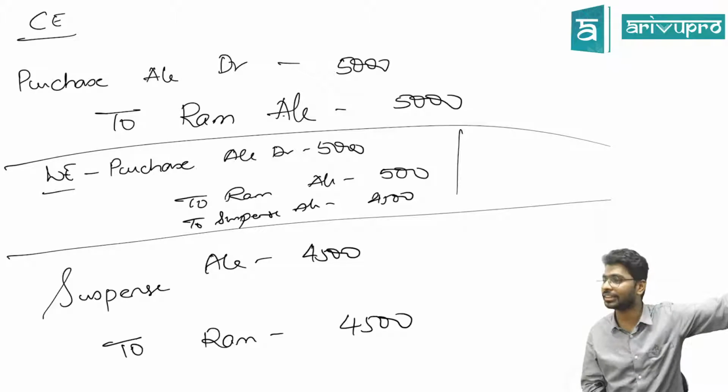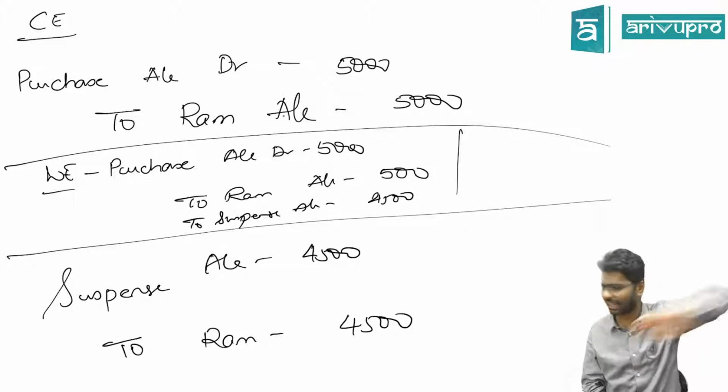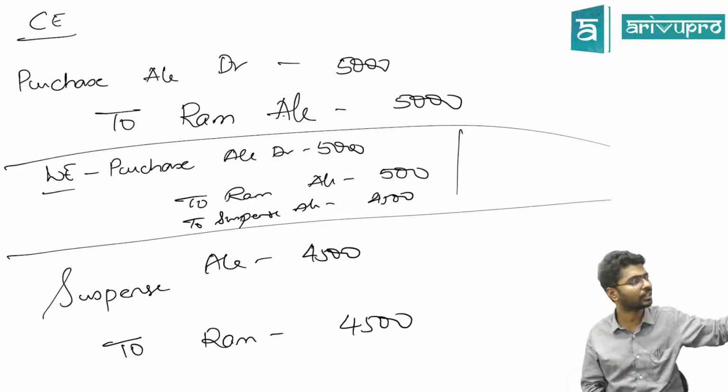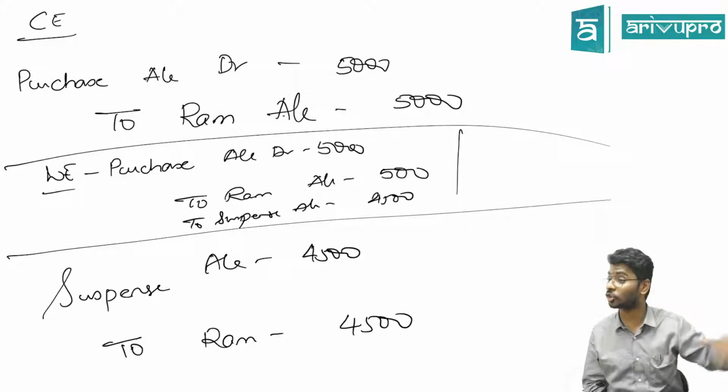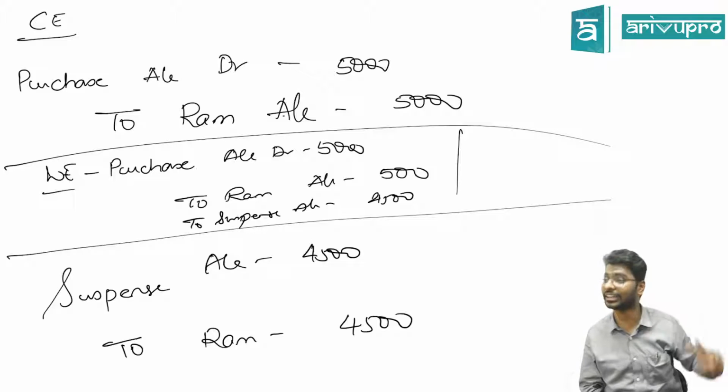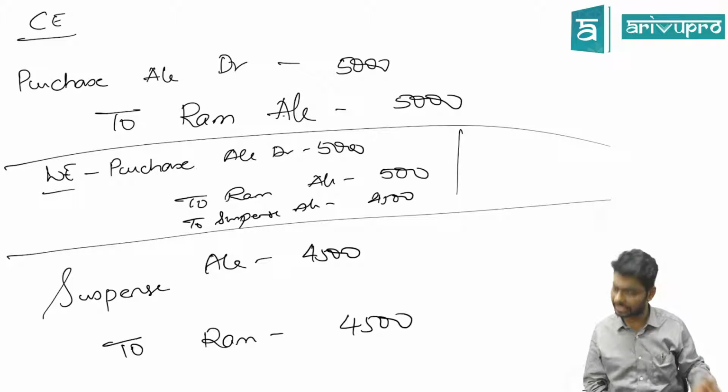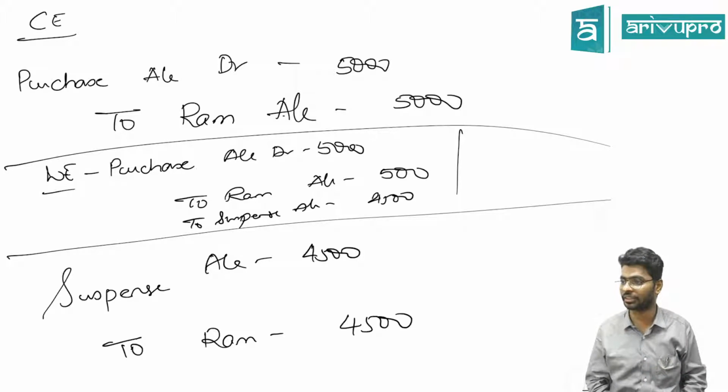Next, is there anything in the right entry? I have completed purchase, I have completed Ram. The correct entry I have taken care of completely. Let's come to the wrong entry. Have you taken care of purchases? Have you taken care of Ram? Have you taken care of suspense? No. Suspense should not be there anymore. Does your correct entry have suspense? It's cancelling. So you pass the debit entry.